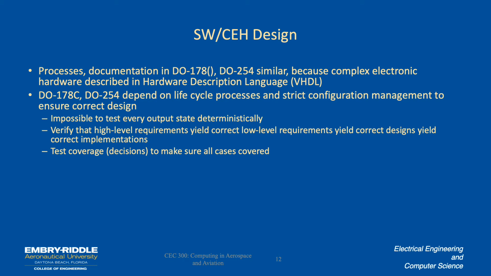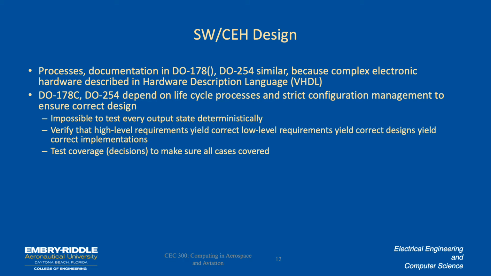And so the approach is, do we have the right high-level requirements? Did we get the right low-level requirements from the right high-level requirements? Did the low-level requirements give us the right designs? Did the right designs give us the right implementations? And if we can't test every output, can we show that there are no outcomes that are unreachable, and no states that are unreachable?